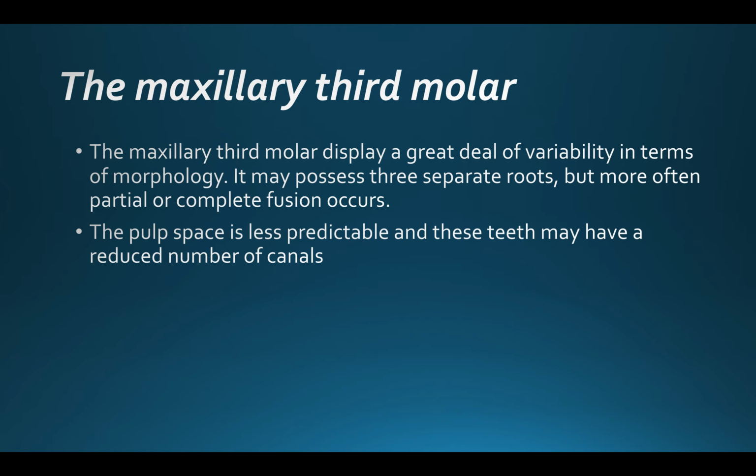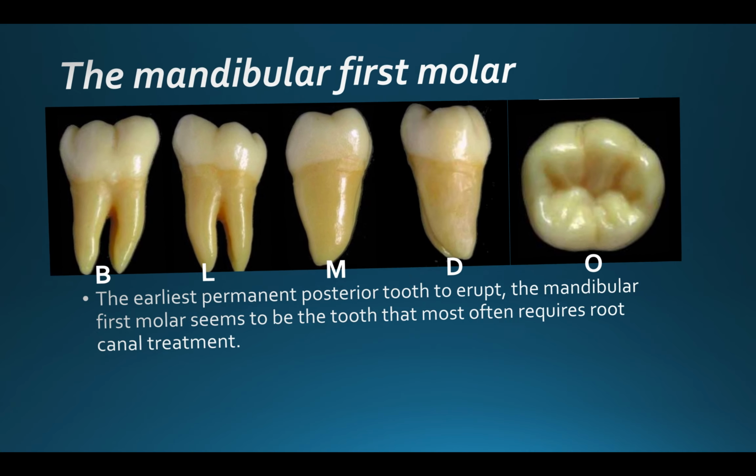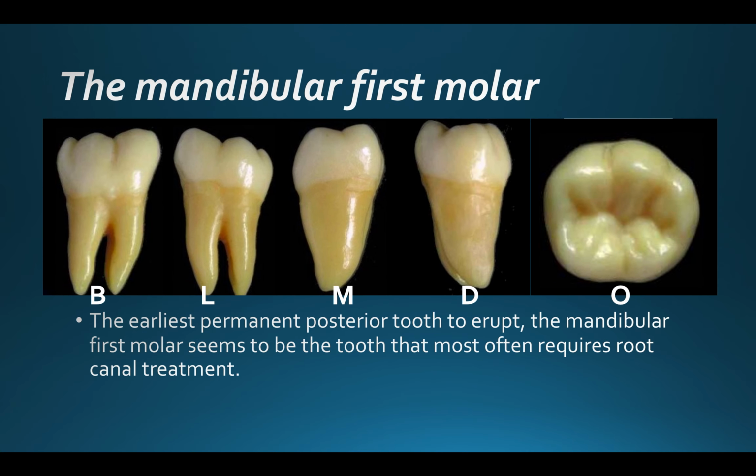Now, moving into the maxillary third molar, third molars or wisdom teeth display great variability in terms of morphology and anatomy. They can have separate roots or fused roots, and there are no rules for access cavity preparation or for root canal anatomy for third molars. The pulp space anatomy is less predictable, and they can have a reduced or increased number of canals. So we're not going to talk about third molars because there are no rules for third molars.